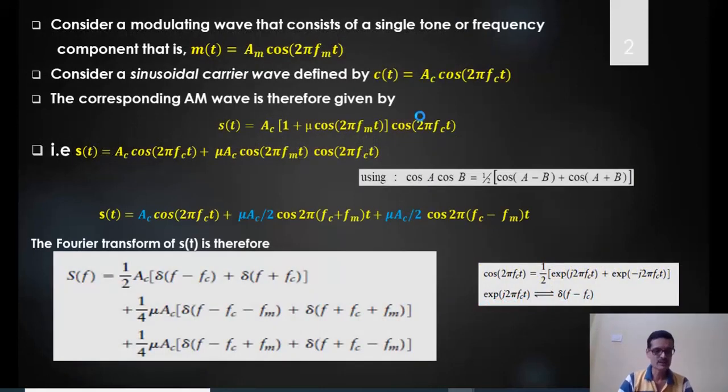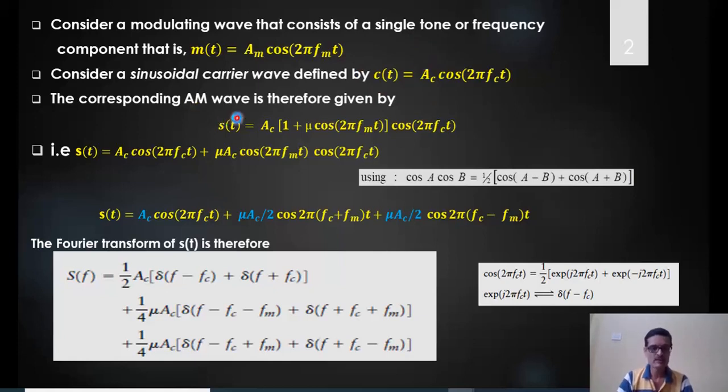So I consider again my message signal here. Message signal m of t is equal to Am cos 2 pi fmt, where fm is a single tone message frequency. Now we consider again a sinusoidal carrier wave. Mathematically, it is represented like this: c of t is equal to Ac cos 2 pi fct.